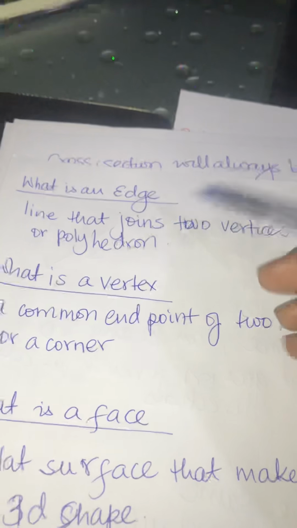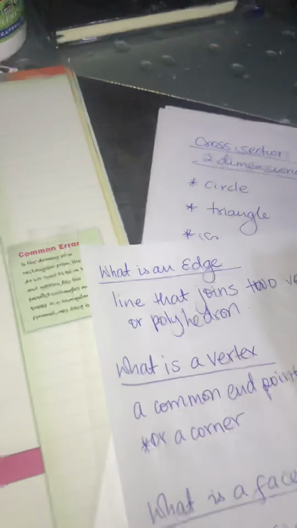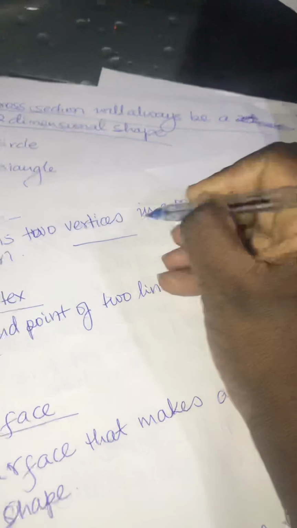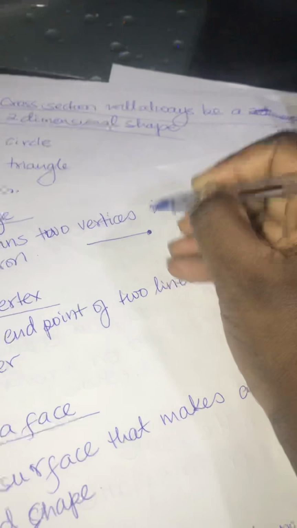Alright. What is an edge? A line that joins two vertices in a polygon or a polyhedron. So, this is a polyhedron. You see, from this corner to this corner, this is an edge. So, it is a line. So, how will you know an edge? You need a line. And you need two letters, one at each end.